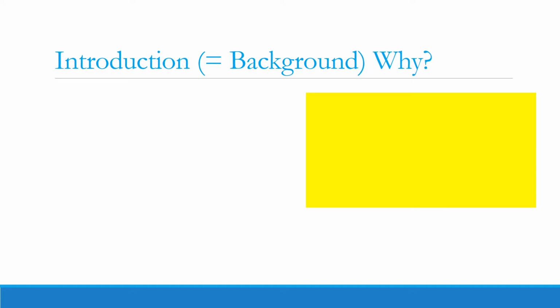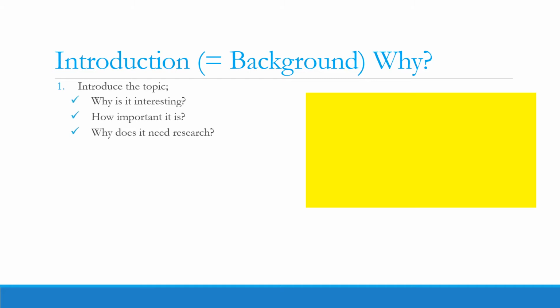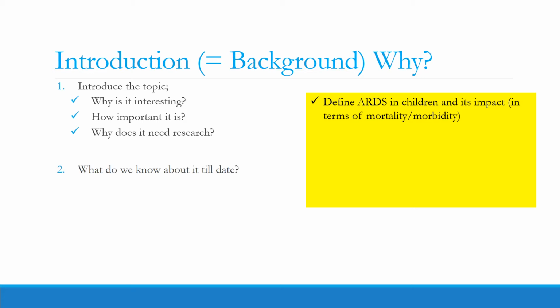So the first step of writing a research paper is introduction or background, which answers the question why. It introduces the topic as to why it is interesting, how important it is, and why it needs research. Now suppose we wish to study the role of a particular drug X in ARDS in children. So you may like to define ARDS in children and its impact in terms of mortality and morbidity, showing how important it is and that it does need research.